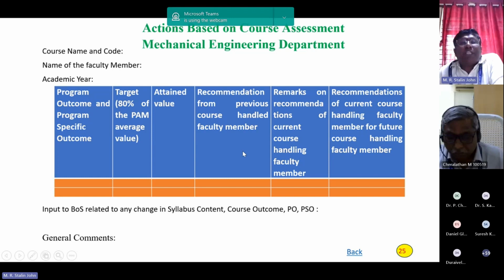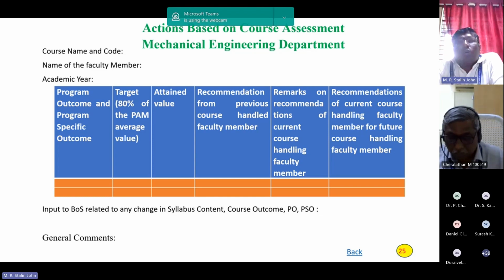What is the recommendation given by the previous course handling faculty, and the remarks? What are the possible ones I am going to incorporate or not incorporate? I have to give my suggestion and recommendation for the next course handling faculty. What is your recommendation on the teaching learning process? This is only about the teaching learning process.